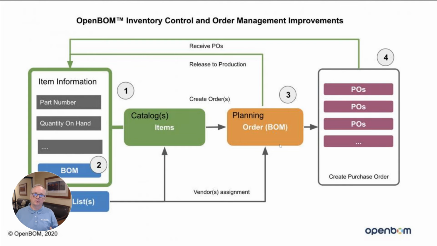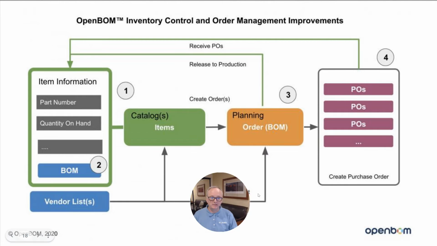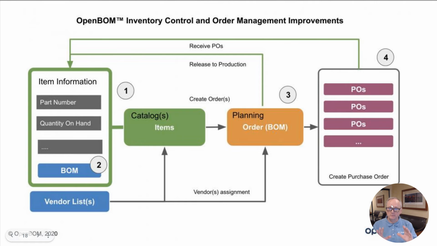OpenBOM has a number of inventory and order planning features. This graph might be a little overwhelming. It's in our help, so more details. But the key features are that OpenBOM manages by part number the quantity on hand, lets you do planning and orders, generate purchase orders, and when you receive those purchase orders, those quantity on hand will be updated. OpenBOM manages the quantity on hand as it fluctuates up and down as you place orders with your vendors. And by the way, we also manage multiple vendors for a single item.